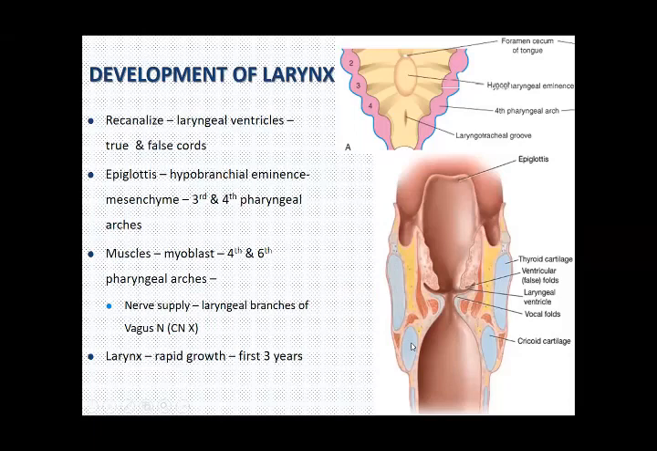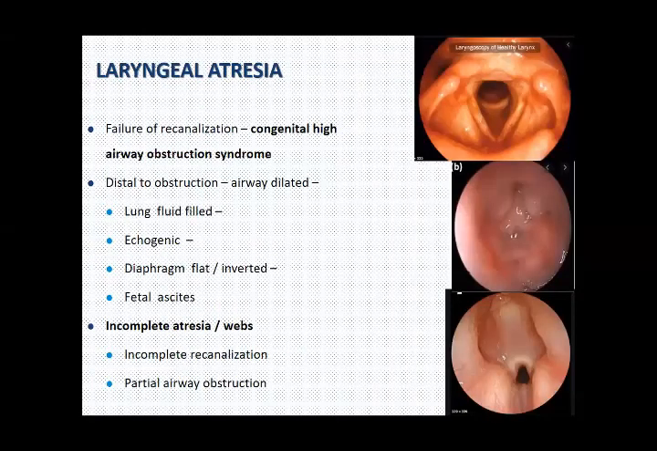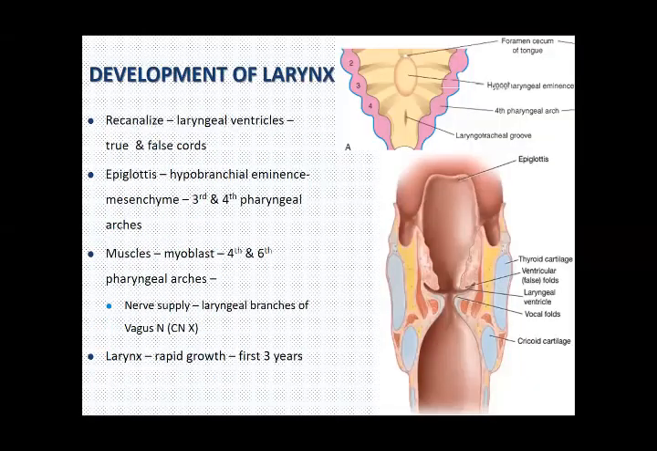ये आपको मैंने बता दिए, fourth and sixth आर्च को है उसकी मेसेंकाइम से, न्यूरल क्रेस्ट से, ठीक है। The muscles that supply the larynx, they develop from mesenchyme. Mesenchyme कौन सी? Fourth and sixth arch की mesenchyme. Muscle connective tissue. Cartilages मैंने आपको बताया था, they all develop from mesenchyme of the fourth and sixth arches.